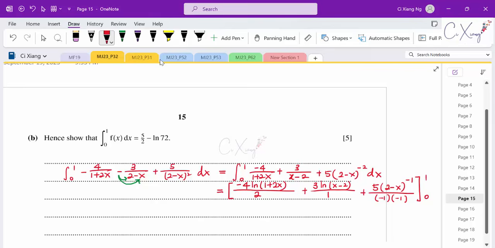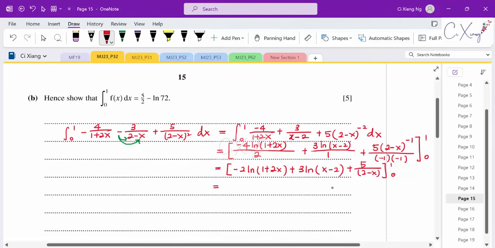Okay, before I substitute the limits into my equation, I will prefer to simplify my answer first. So negative 4 divided by 2 is negative 2. To me, if you simplify it earlier, it will be easier for us to avoid careless mistakes later. Okay, so negative 1 times negative 1 is a positive 1. I'm having plus 5 over (2 minus x), with limits 1 and 0. Okay, so now everything looks good.